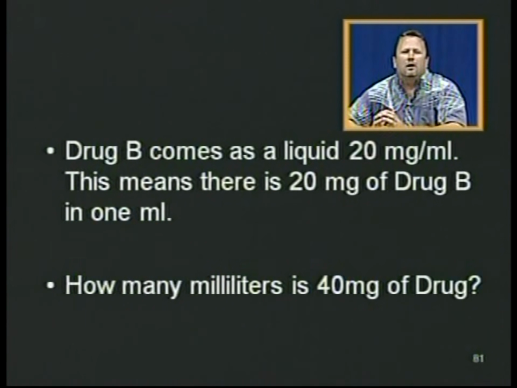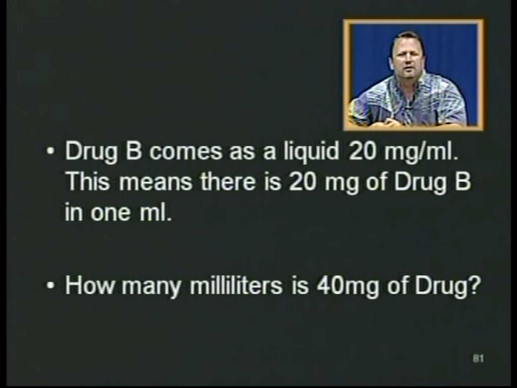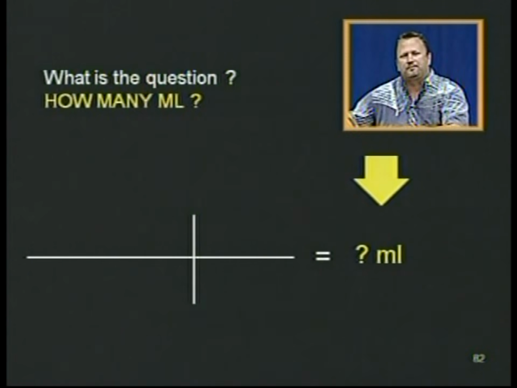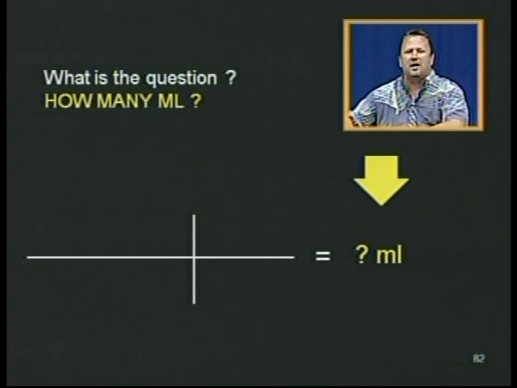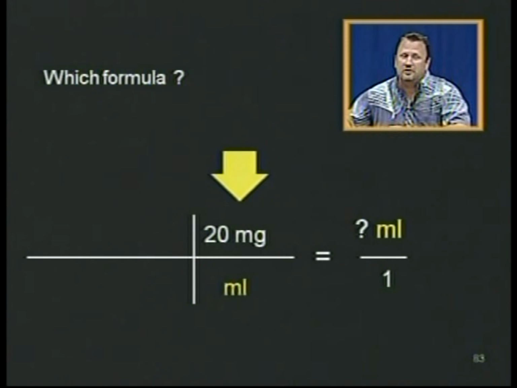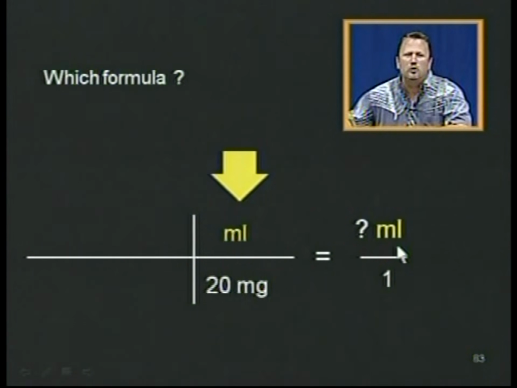So drug B comes as a liquid as 20 milligrams of drug for every milliliter of solution. That means there's 20 milligrams of drug in 1 milliliter of liquid. So how many milliliters is 40 milligrams of drug? Maybe you need to give 40 milligrams of this drug, and you have to decide how many milliliters to give. Well, what is the question? The question is how many milliliters. And since the question is how many milliliters, the answer is how many milliliters. Since the answer is how many milliliters, milliliters is in the numerator.